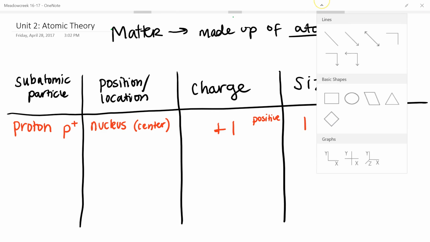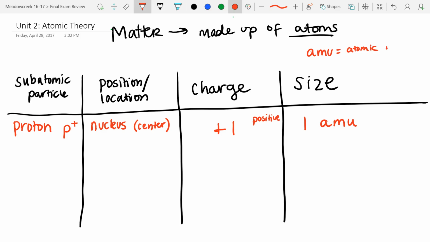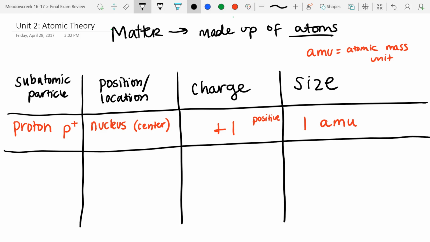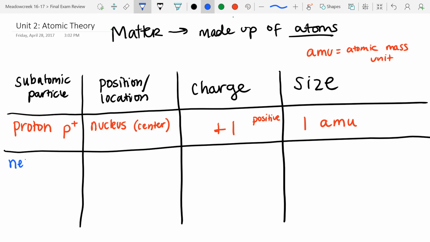Now, an AMU stands for an atomic mass unit. So it's essentially a unit we made up equal to 1 proton. Now, the next subatomic particle is the neutron. So let's go ahead and talk about it.